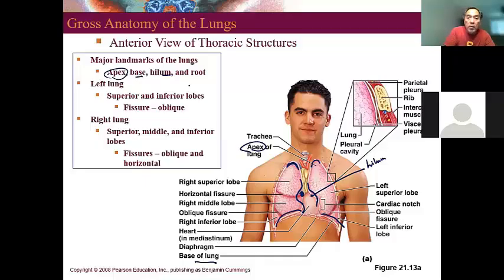That's called the root. The left lung has a fissure called the oblique fissure, and it only divides into an upper and lower lobe, or what we call superior and inferior. And the right lung has two fissures, the horizontal fissure and the oblique fissure. That's why we divide it into superior, middle, and inferior. So those are the lobes of the right lung, right?